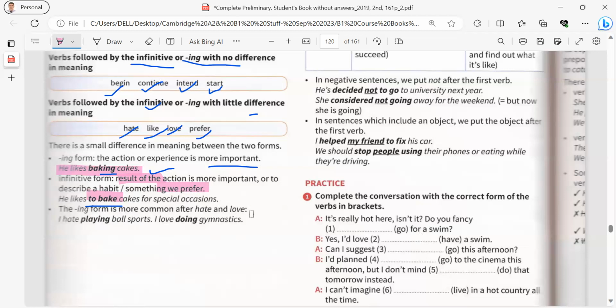-ing is more common after hate. I hate playing ball sports. I love doing gymnastics.